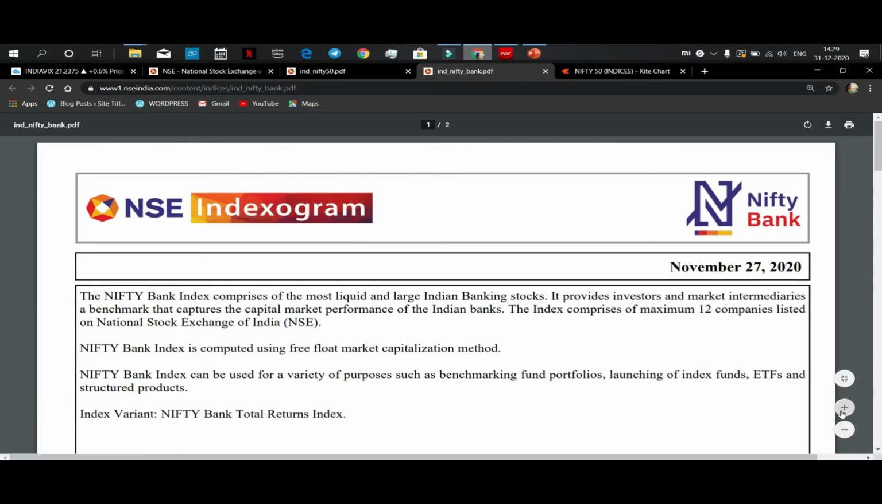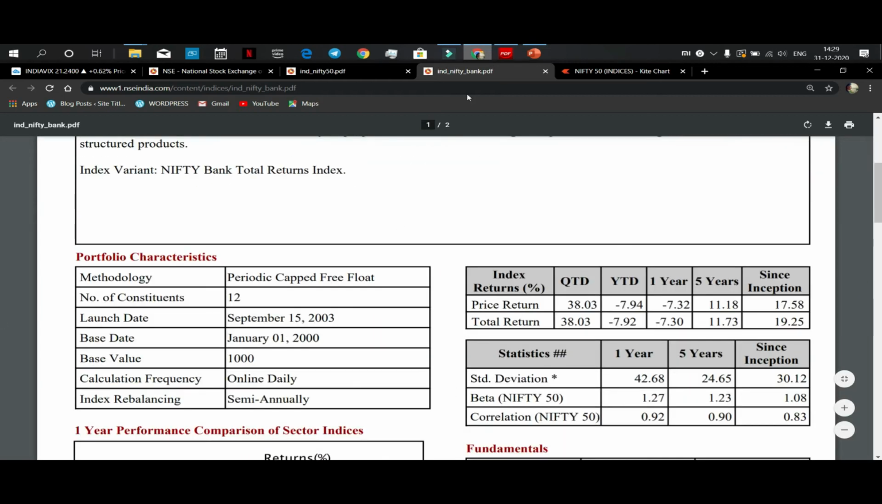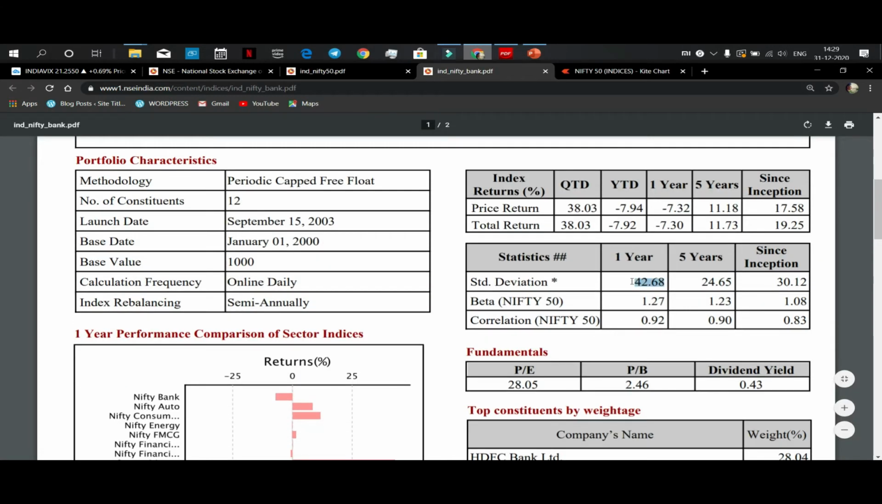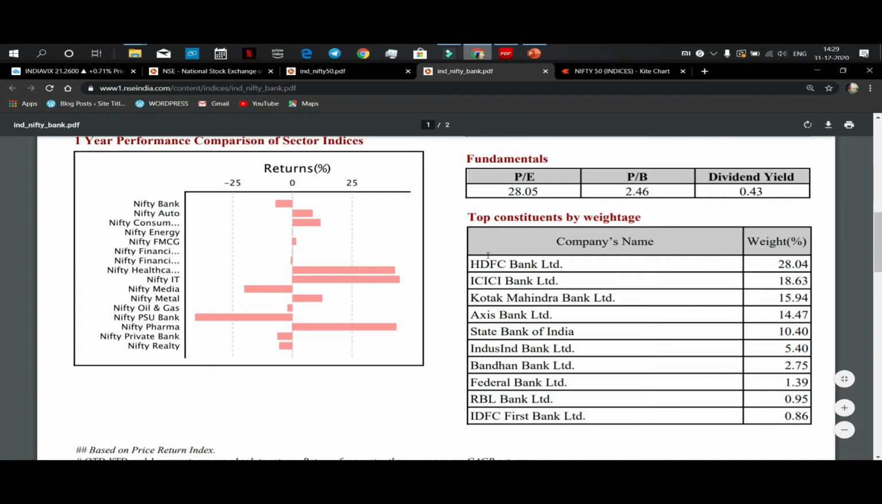So just like Nifty, there is an index called Nifty Bank or Bank Nifty, and here's basic information about that. Like beta is 1.27 compared to Nifty's 1, standard deviation, correlation, P ratio, other things. So here are the companies in Bank Nifty.